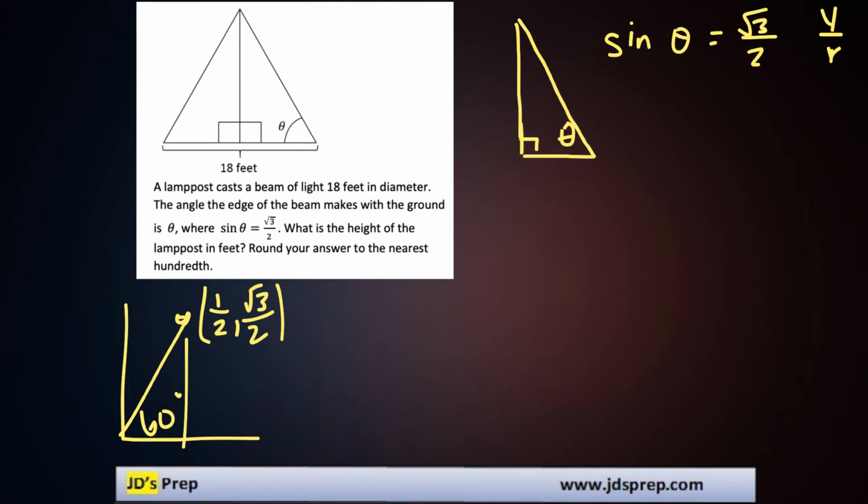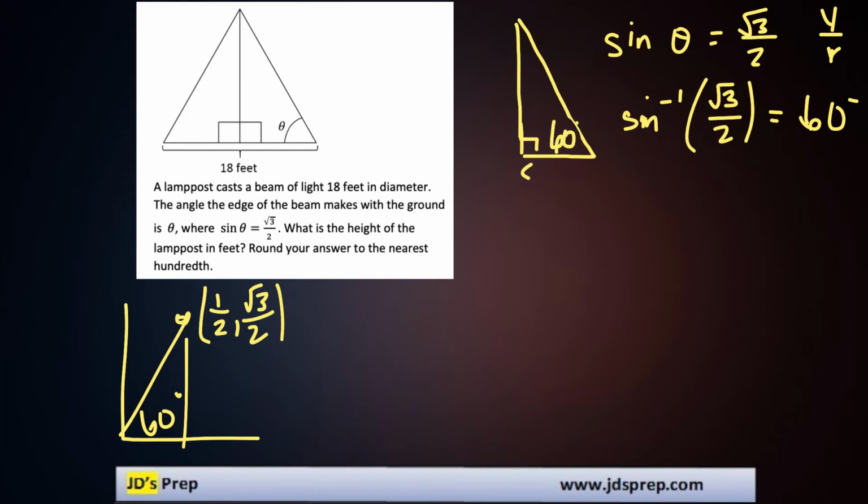But also, if you didn't know that, you could use your calculator to help you out. As long as you're in degree mode, you could type in sine inverse of root 3 over 2, and you'll notice that you will get a value of 60 degrees. So at any rate, we know that we have a right angle where this angle is 60 degrees.